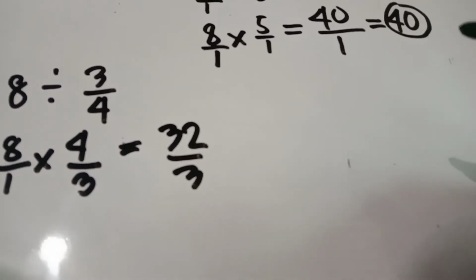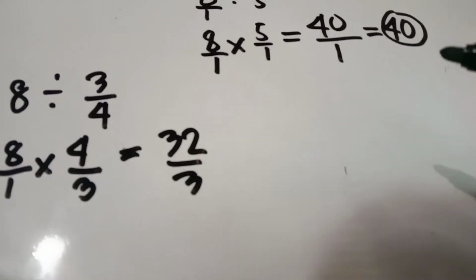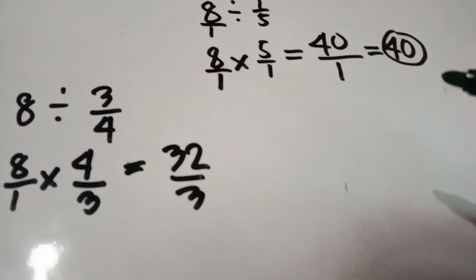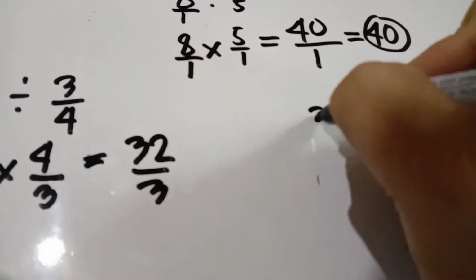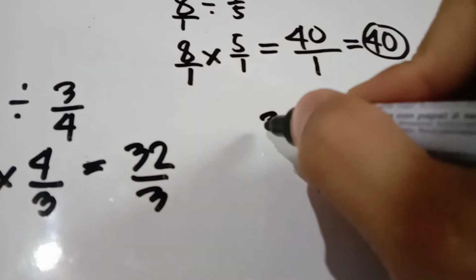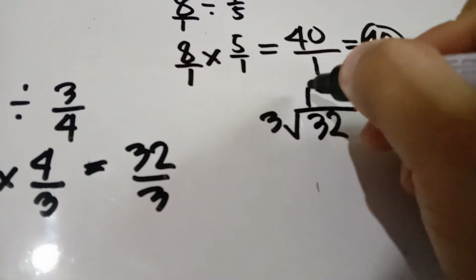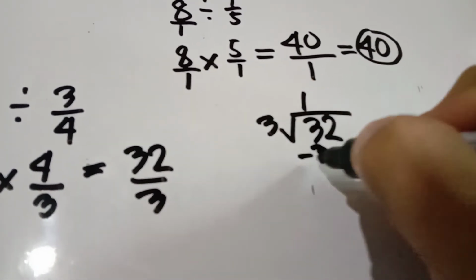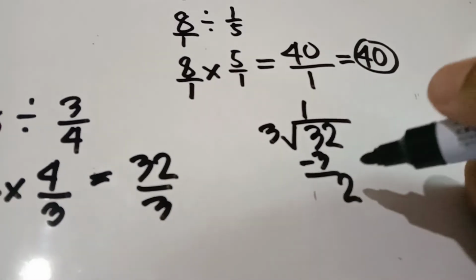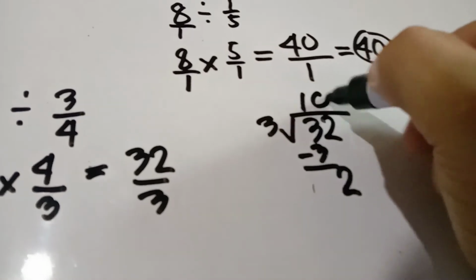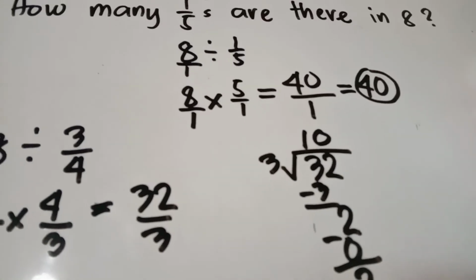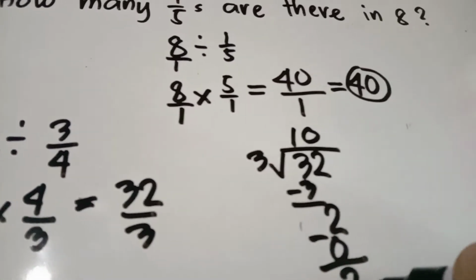Ngayon, paulit-ulit kong sinasabi, double check natin yung sagot. If it is an improper fraction, change the fraction to mixed number by dividing. So we are going to divide 32 by 3. Okay, so 3 divided by 3, that is 1. 1 times 3, that is equal to 3. Okay, bring down 2. Okay, so 2 divided by 3, that is 0. 0 times 3, 0. Okay, 2 minus 0, that is equal to 2.